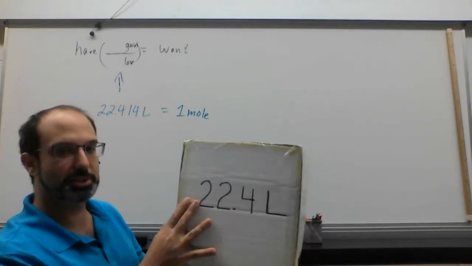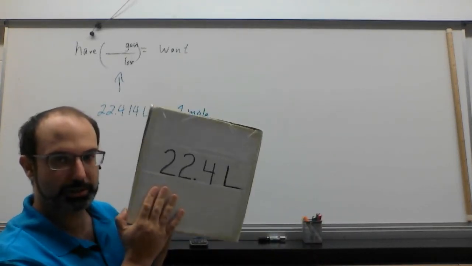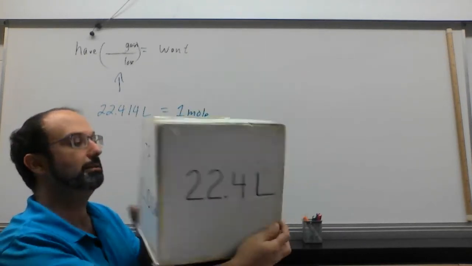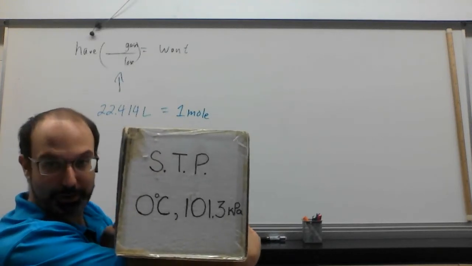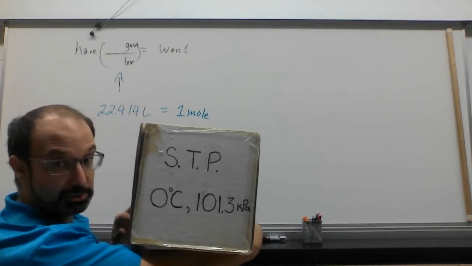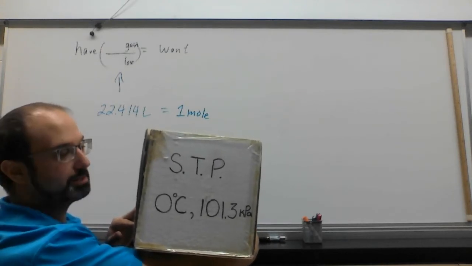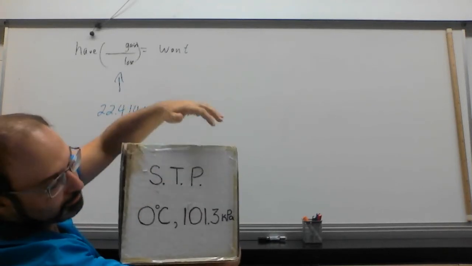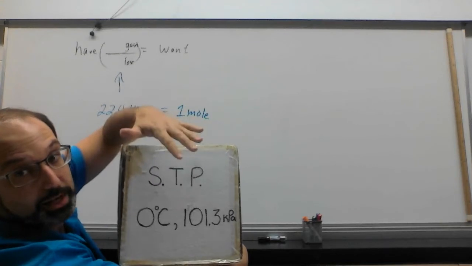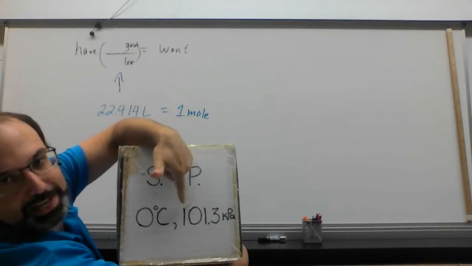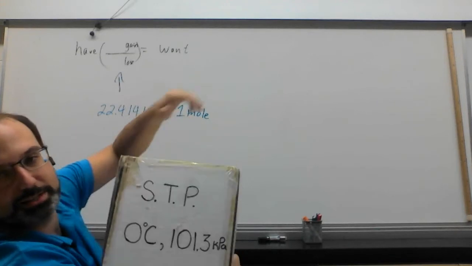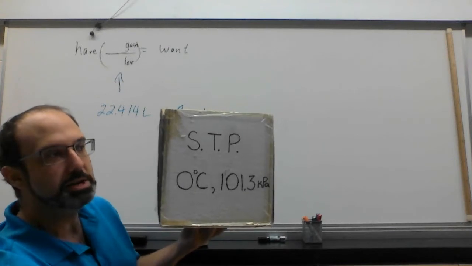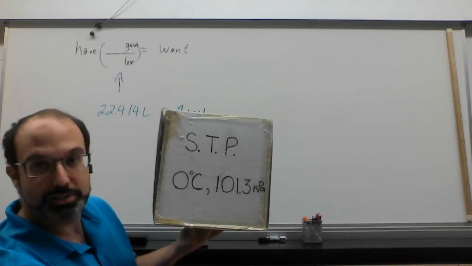Now, there are some stipulations on this. This 22.4 liters only is equal to 1 mole if you are at what's called standard temperature and pressure. We'll talk more about this in the gases unit, which is like 2 units away from us still. Standard temperature and pressure is 0 degrees Celsius and 101.3 kilopascals. That's Earth's atmosphere. So if it's freezing out, 0 outside, and the atmosphere of the Earth still exists, you're at standard temperature and pressure.